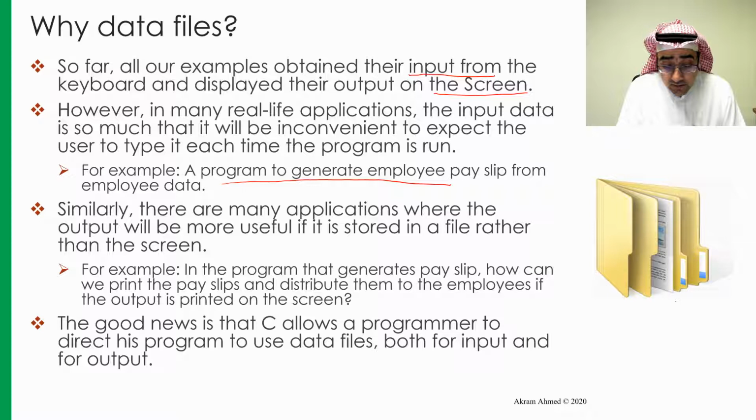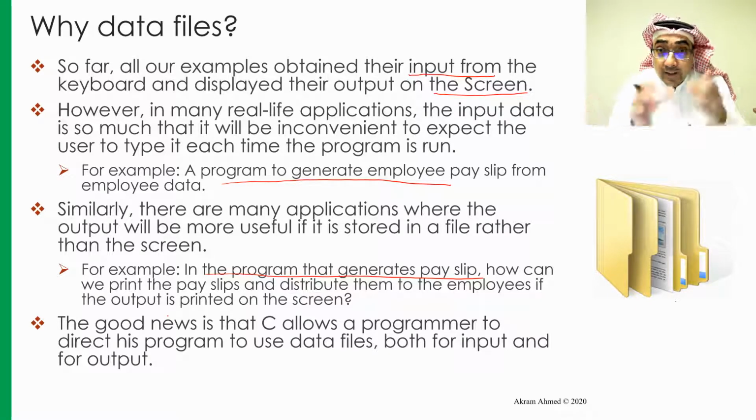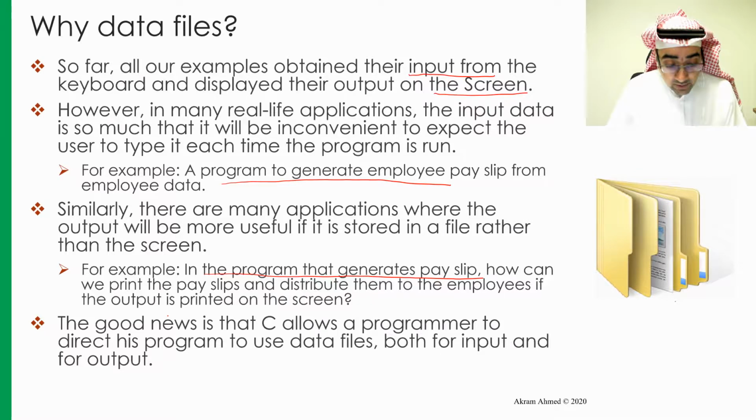Take this example of a program that generates a payslip. How can we print the payslips and distribute them to the employees if the output is printed onto the screen? If your output is printed onto the screen, you're using just one output, and we cannot distribute anything. You have to actually send the output maybe to a printer, or maybe as an email, so they get an email as a payslip. So different types of outputs may be required. It's not always that we work with the screens.